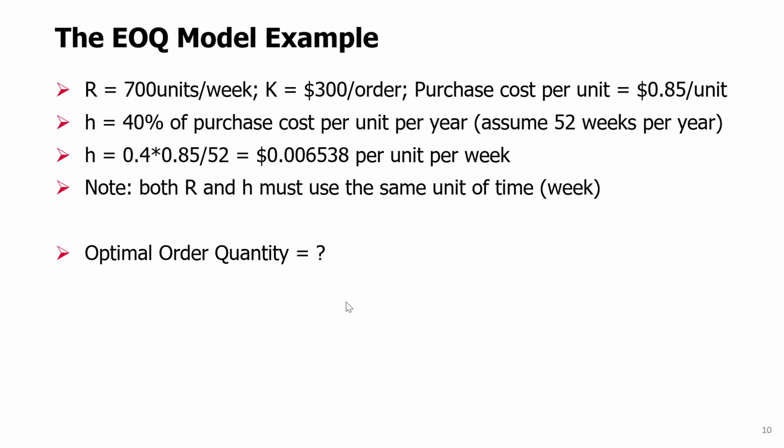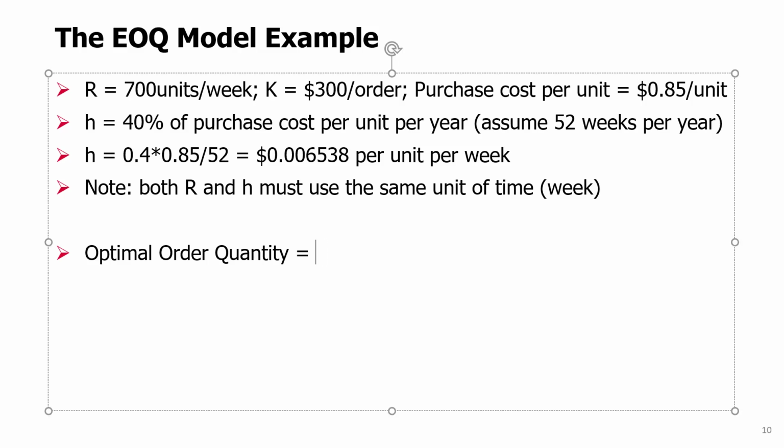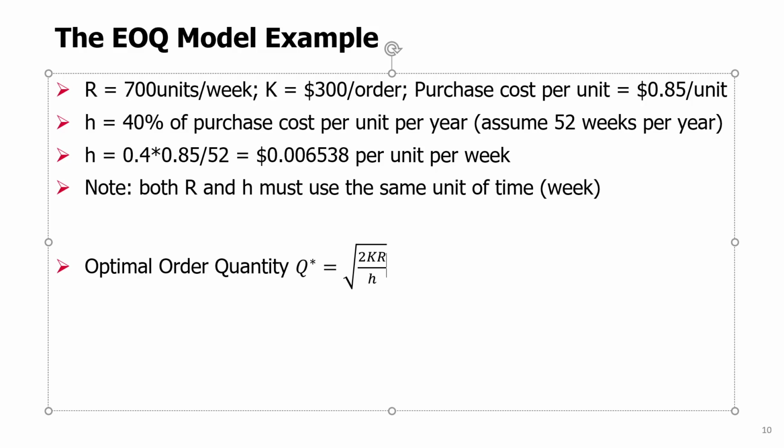So how can I calculate the optimal order quantity? Well, the optimal order quantity is given by the formula Q star equals the square root of 2KR over H. So I'm going to continue calculating it by just plugging in a value for K, which will be 300, the value for R is 700, and then H is 0.006538.